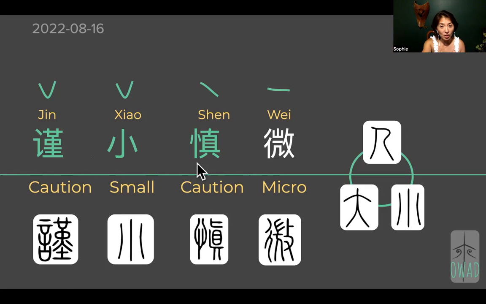So 谨小慎微, 谨 and 慎 is one pairing, so it's about caution. And then the content to be cautious about, one is 小, one is 微. So this is another way of language formation. We take caution, and then the object of what we caution about are paired next to each other. But then 谨 and 慎, even if they are both caution, I want to point out the difference.